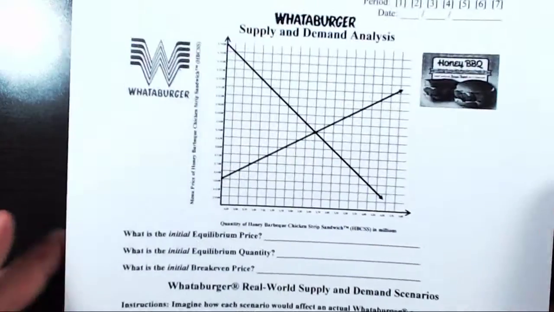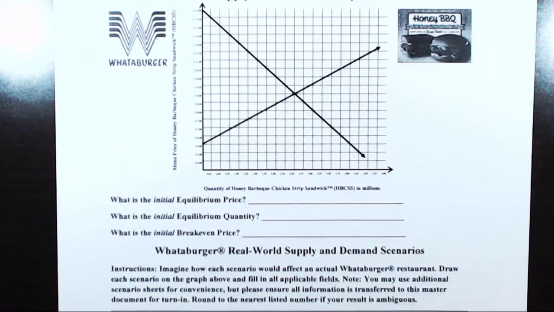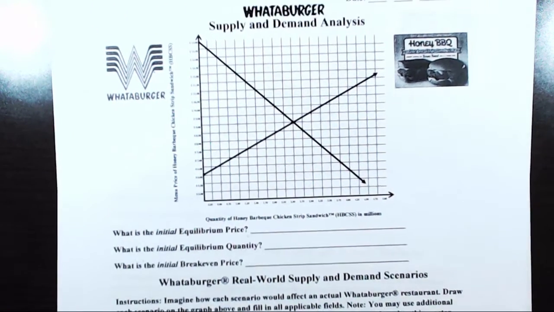So put a checkbox by scenario number 4, and we'll move on to scenario number 5. You know, pause the video if you need to take a break, but I'm going to keep going. I'm on a roll. I'm enjoying this. This is fun. This is economics. What's not to love, ladies and gentlemen?